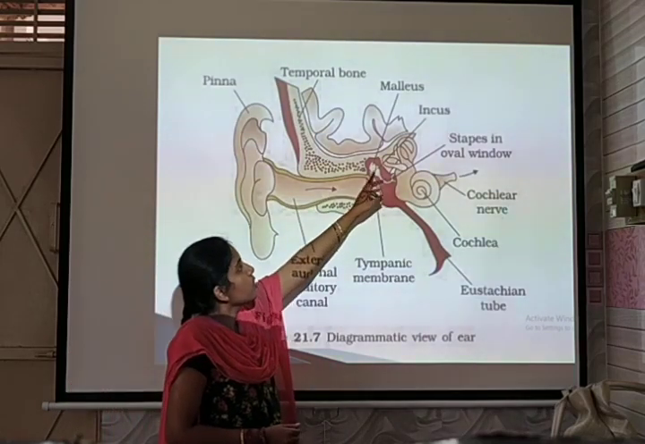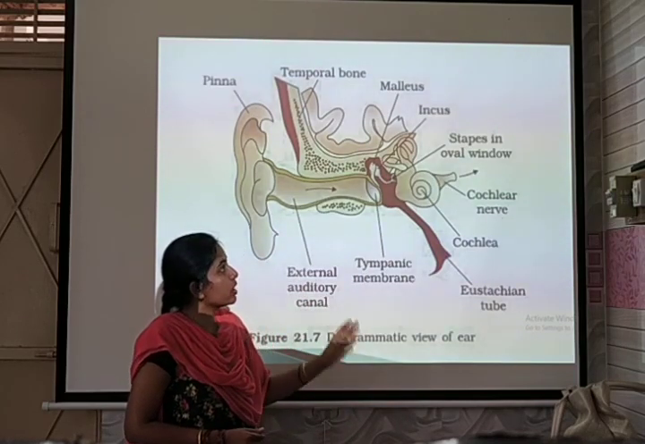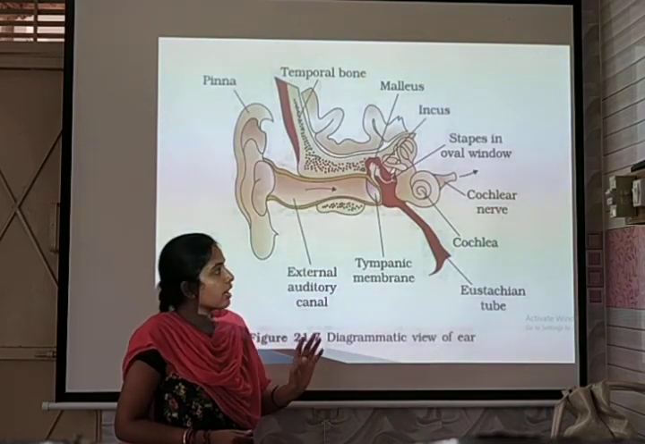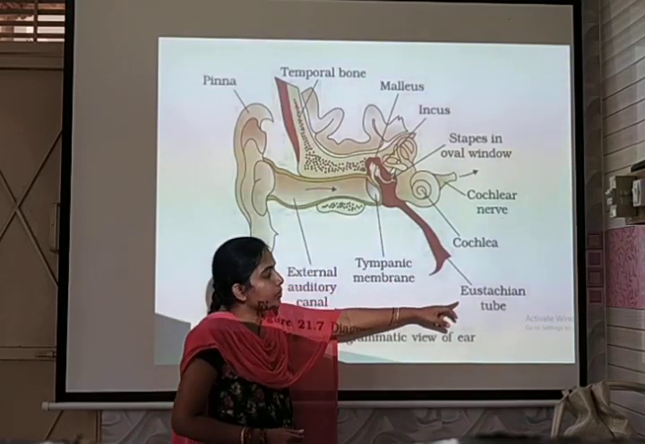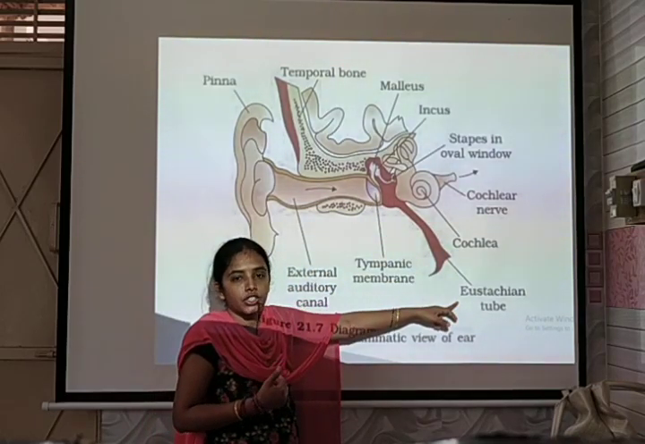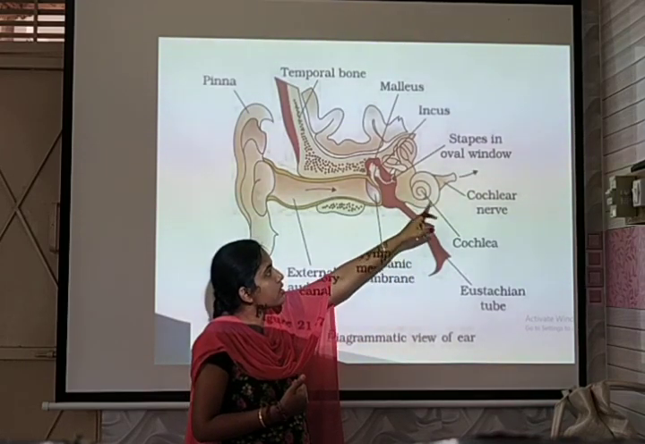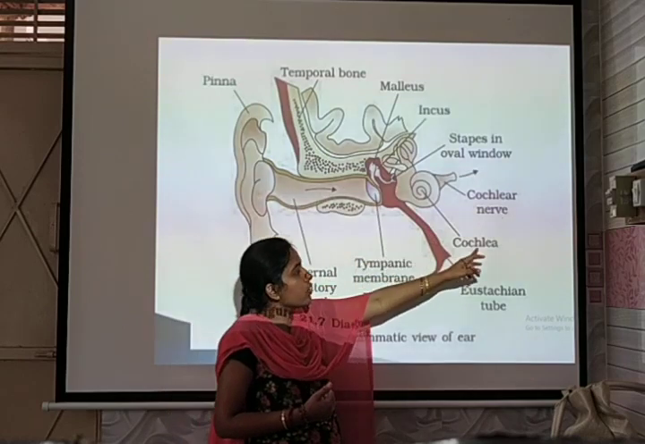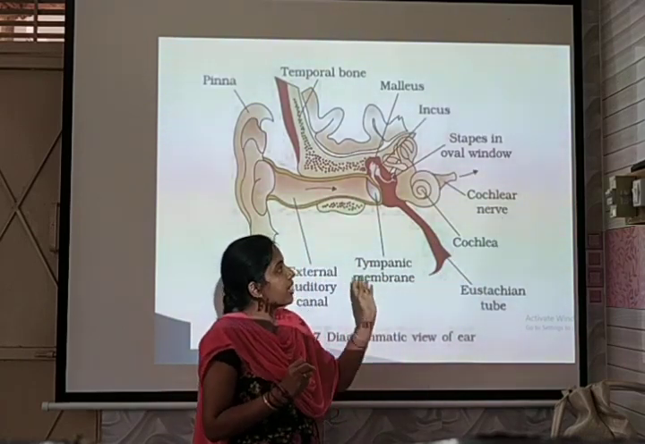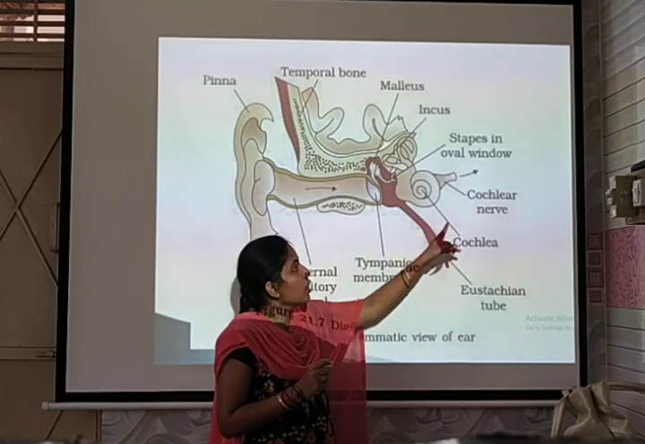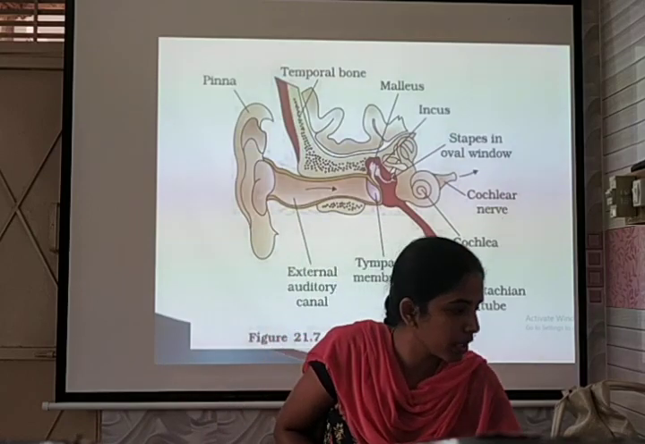Here, malleus, incus, and stapes are the bones that are together called ossicles, situated in the middle part. The eustachian tube from the middle region extends towards the pharynx. Opposite to the eustachian tube, there is a spherical shaped organ called the cochlea, which is helpful for receiving the sound and transmitting it to the nervous system through the cochlear nerves. So this is about the topic.